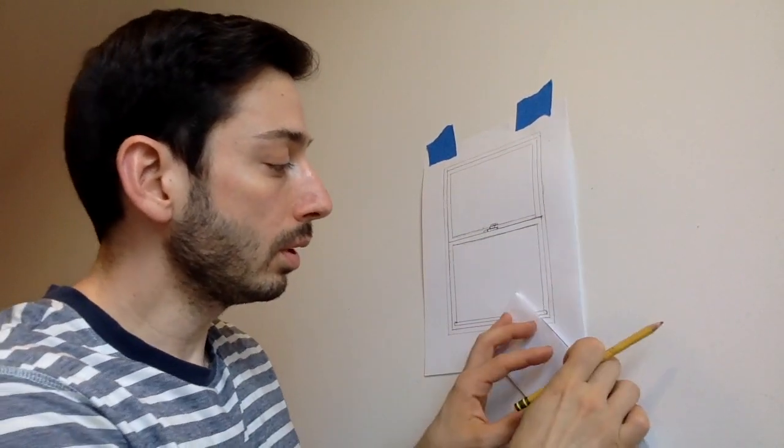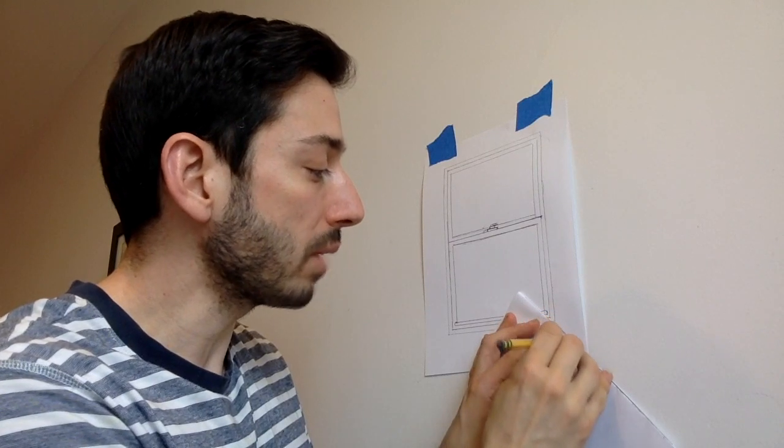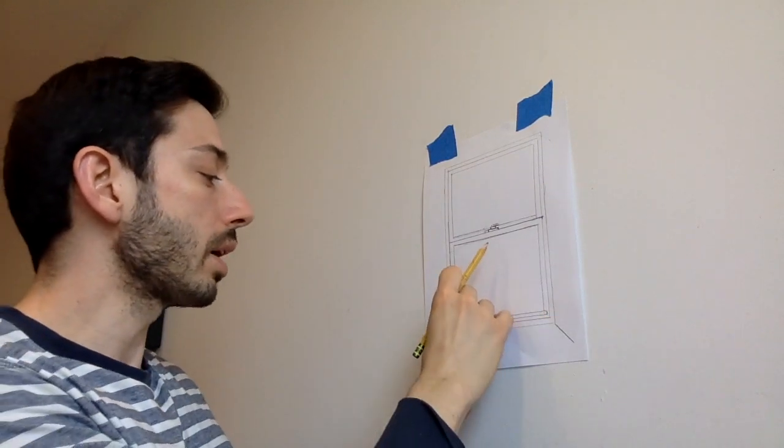Some windows in your house aren't going to be like that. Maybe they're just flat against the wall. So I'll show you now. To make this window 3D, it's actually very, very easy. All I'm going to do is take my ruler, go to each corner of my rectangle, and draw a diagonal line out.